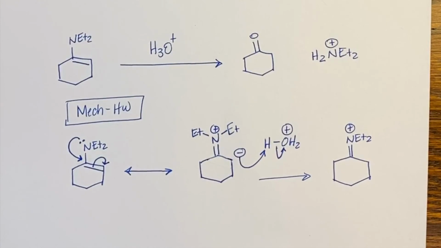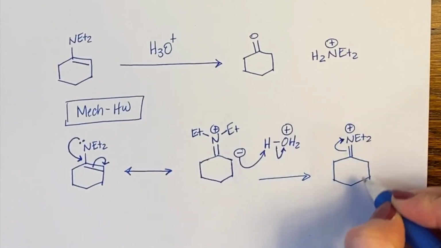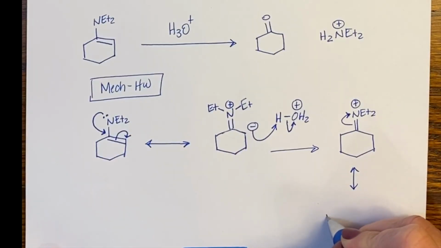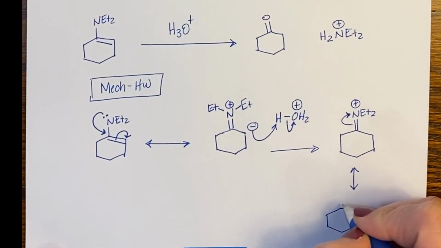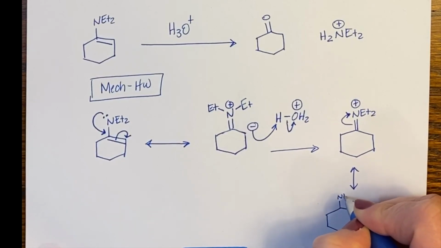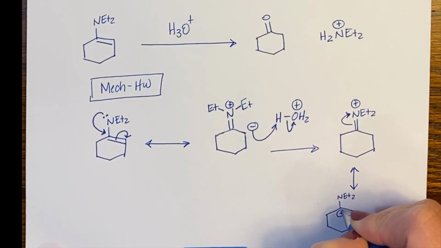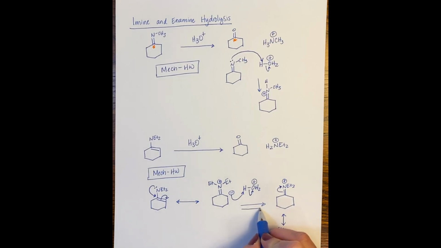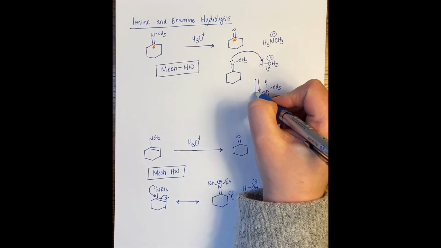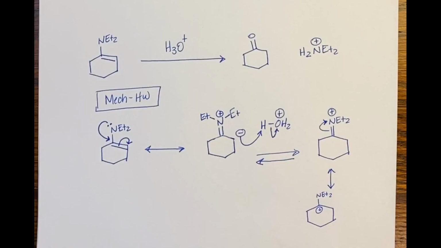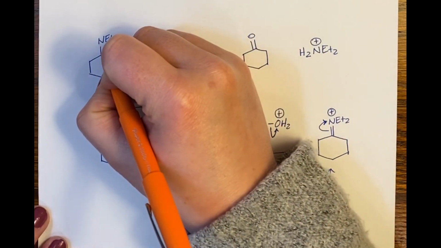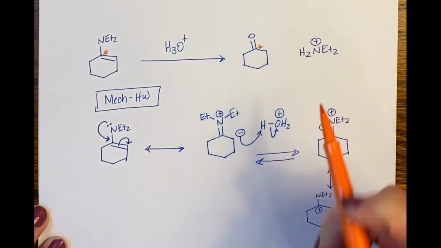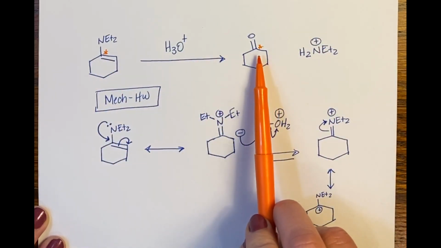When I see this intermediate, I know that I have an additional resonance structure where I could pull the electrons back to the nitrogen, and that would give me a structure that looks like this. And I'll let you continue with the rest of the mechanism on your own in your homework. Remember that these mechanistic steps are reversible. Also remember that in this mechanism, all of the chemistry happens at that carbon of the enamine that becomes that carbon of the ketone.